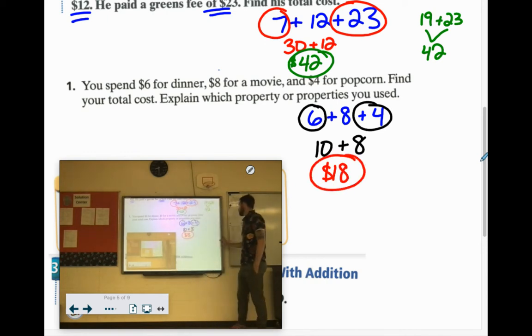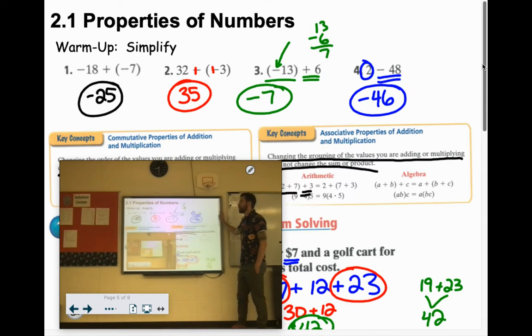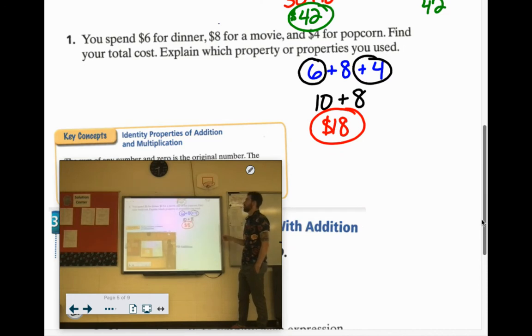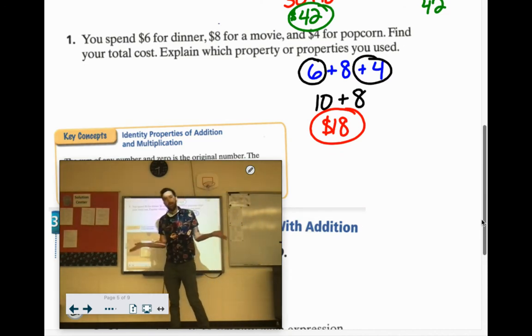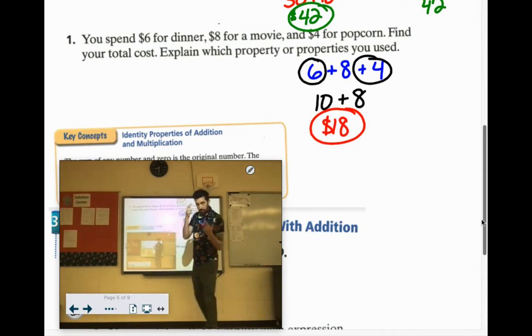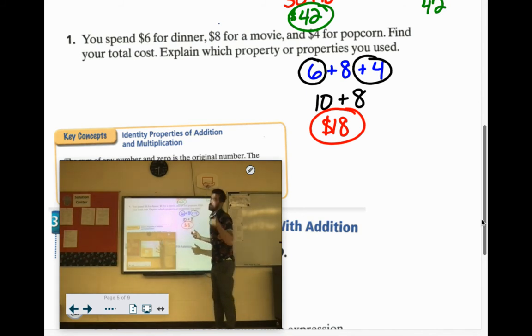Now, which property is that? We just added in a different order. That's the commutative property of addition and multiplication. Now, is it super important to remember the name commutative property? Not really, right? It's, can you actually do that? So can you group it correctly in your head and come up with the correct answer faster in your brain than you could have if you just go left to right?